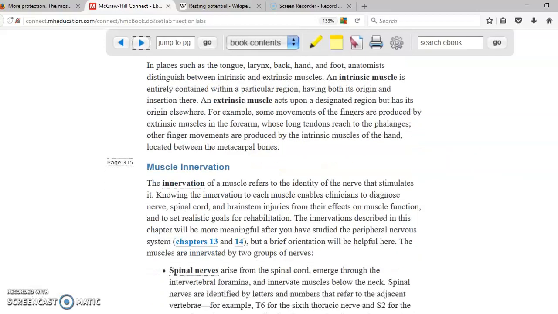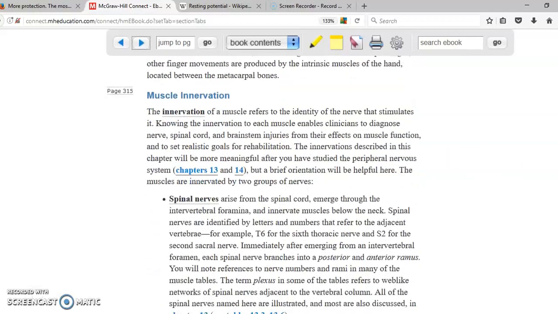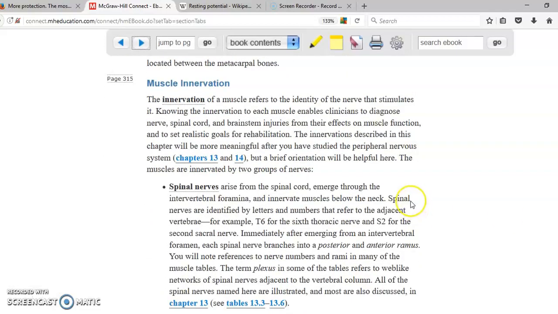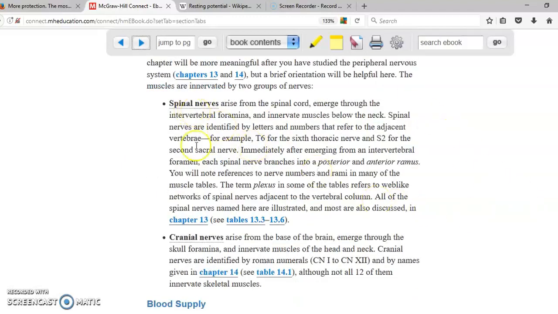A very important concept we need to understand is muscle innervation. Muscle innervation basically talks about that you need a nerve in order to move a muscle. For that reason, muscle innervation means what are the nerves that are going to attach to your muscle in order to make it move. And here you can see that you have spinal nerves and cranial nerves. So let's keep scrolling down.